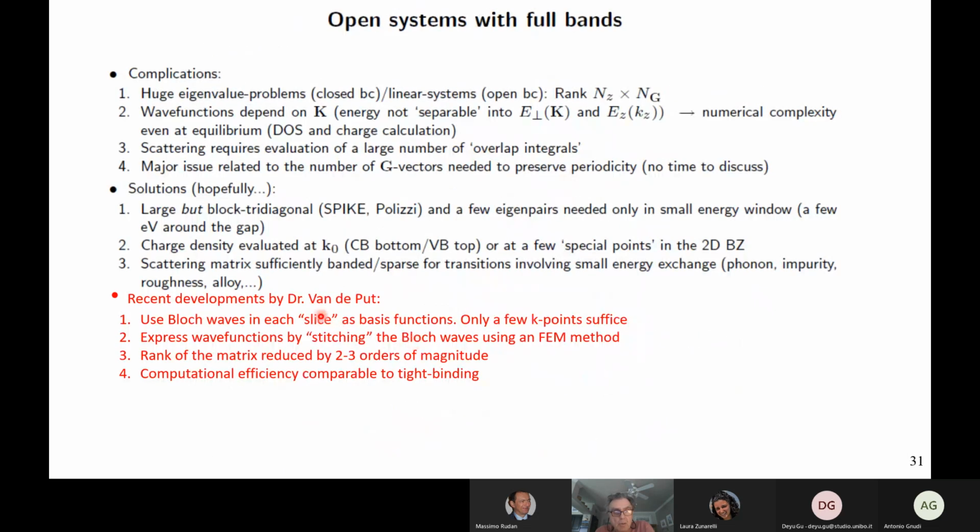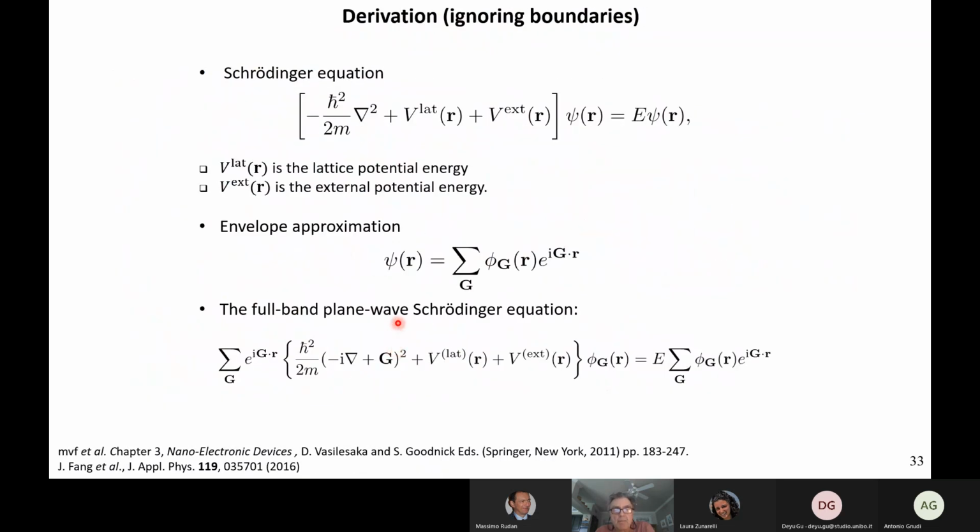So the idea that he had was to use block waves in each slice. Only a few of these block waves, labeled by the K point, suffice. Then you stitch them according to a finite element method, and so you reduce the matrix by, as I told you, 2-3 orders of magnitude. And now the speed of our method, which is not based on tight binding, but on full empirical pseudopotential, is comparable to what you get with tight binding.